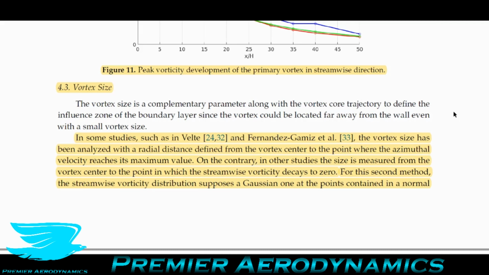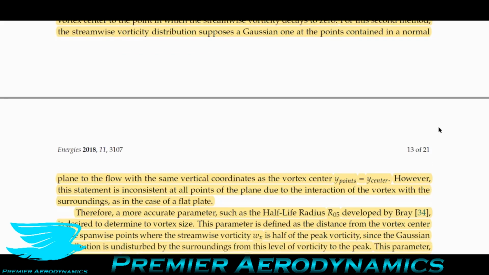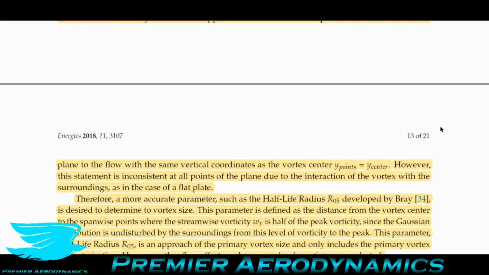So there are other ways. But for this second way, where you look at the center of the vortex and then you map it out to the point where the vorticity is now 0, and you say that this is the size of the vortex, they say for this second method, the streamwise vorticity distribution supposes a Gaussian one at the points contained in a normal plane to the flow. So in English, what this means is that it assumes that the vortex is uniformly distributed around the center, that it's not non-uniform at all. But they say, however, this statement is inconsistent at all points of the plane due to interaction of the vortex with the surroundings, as in the case of a flat plate.